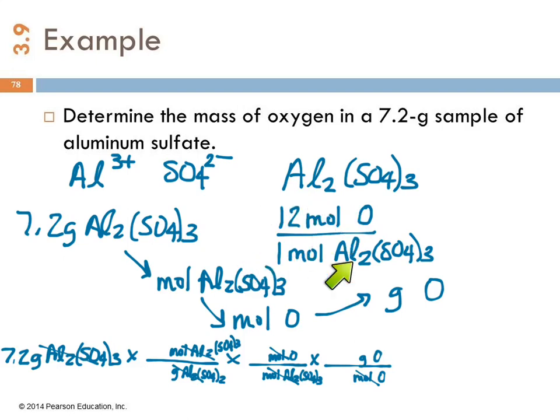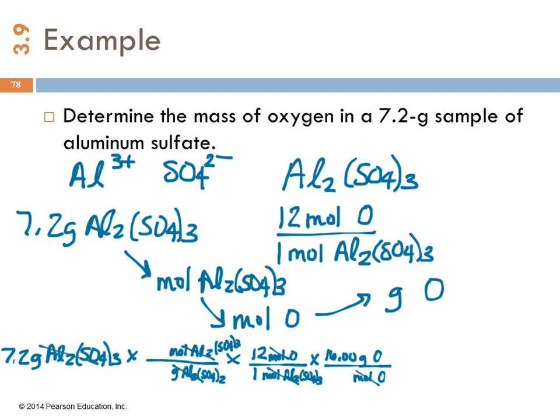Which term in my equation at the bottom are we going to use the 12 and the 1 in? The middle one, right? This guy? Moles of oxygen, moles of aluminum sulfate. So it was 12 moles of oxygen for 1 mole of aluminum sulfate. Where do we get the other numbers? Periodic table. The last one's the easiest because that's an element, so we can just look at oxygen on the periodic table, it is 16.